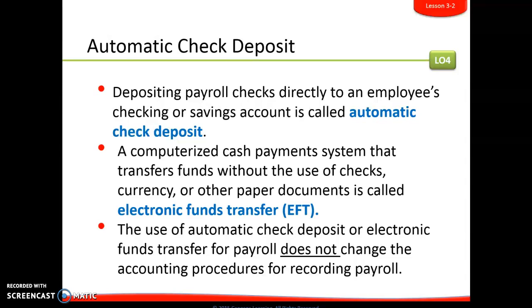The use of automatic check deposit or electronic funds transfer for payroll does not change the accounting procedures for recording that payroll. We still record it the same way. It's just how they receive their money is going to be a little different. We might hear that called direct deposit as well.